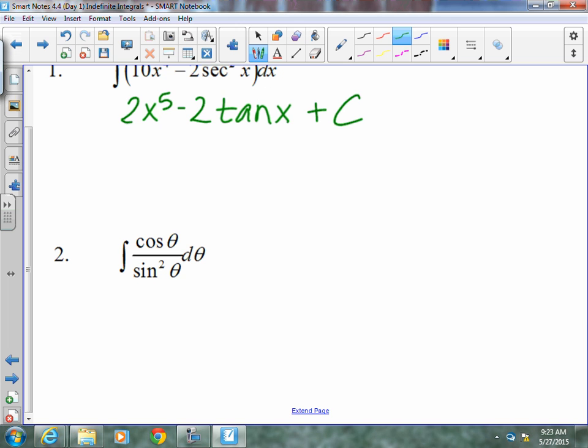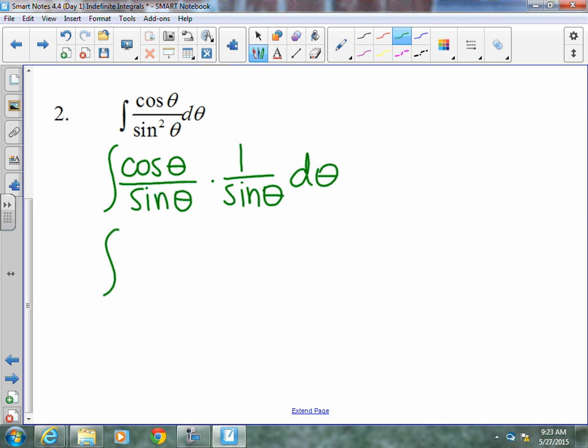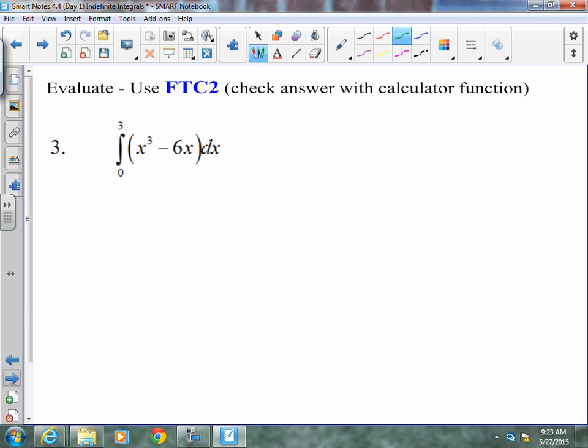For a problem like number 2, where we don't really know a function whose derivative is cosine over sine squared x, we might have to use some of our trig identity knowledge. I'm going to break this up a little bit. It's going to require you thinking outside the box. You're going to see that this is actually equal to cotangent theta cosecant theta. We do know a function whose derivative is cotangent cosecant, and it is negative cosecant theta plus c for the antiderivative.